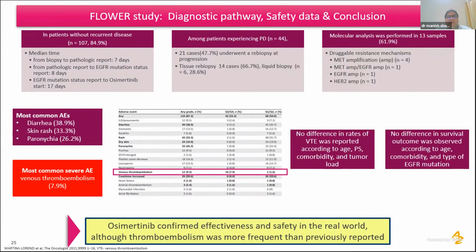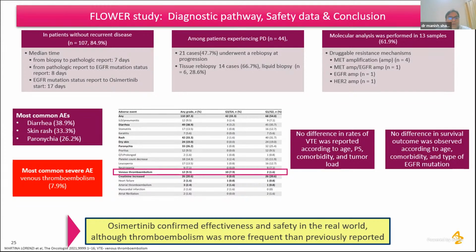Then molecular analysis was done to see which kind of resistance mutation was developing. MET amplification was very common, followed by MET amplification with EGFR mutation, and then EGFR amplification and HER2 amplification. Coming on to the toxicity in this real-world study, it was surprising to me that 7.9% of patients developed venous thromboembolism.